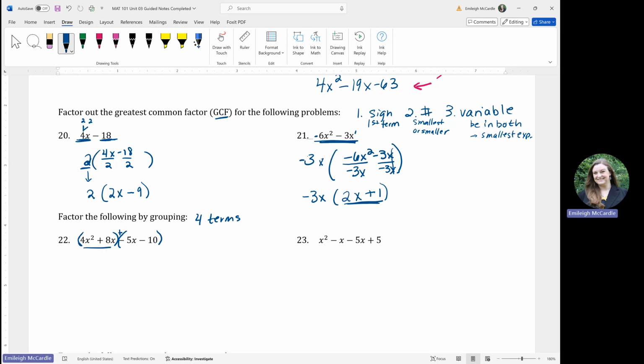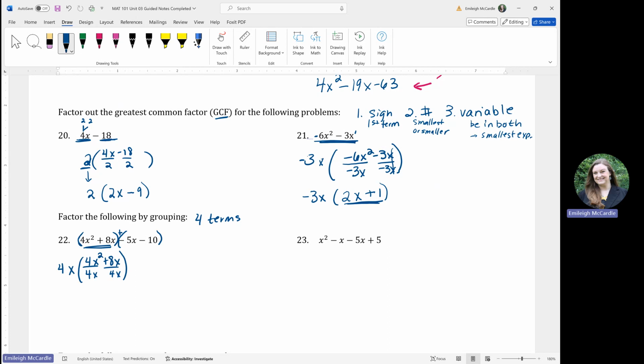So in this first group, let's talk about the GCF. The sign of the first term is positive, so that's just going to stay positive. The numbers, I've got 4 and 8. The smallest number is 4. Does 4 go into 8? Yes. So 4 is a part of our GCF. The variables: is there a variable in both? Yes. So now we're looking for the smallest exponent, and that is just going to be x to the first here, but we don't have to write the 1. So 4x is going to be our GCF here. And just like we did before, we're going to bring down that part of the problem, so 4x squared plus 8x. And whatever I put in front is what I divide by.